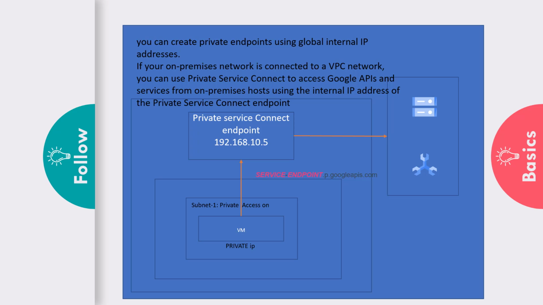Another advantage is, let's assume that you have an on-premise network which is connected to your VPC, which has a Private Service Connect. Using that Private Service Connect URL, you can connect to all those Google APIs from your on-premise network internally without having to go through the internet. So let's see a demo and see how it works.